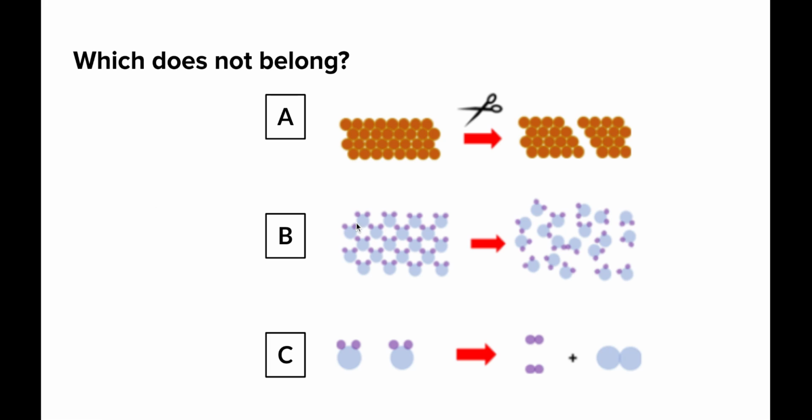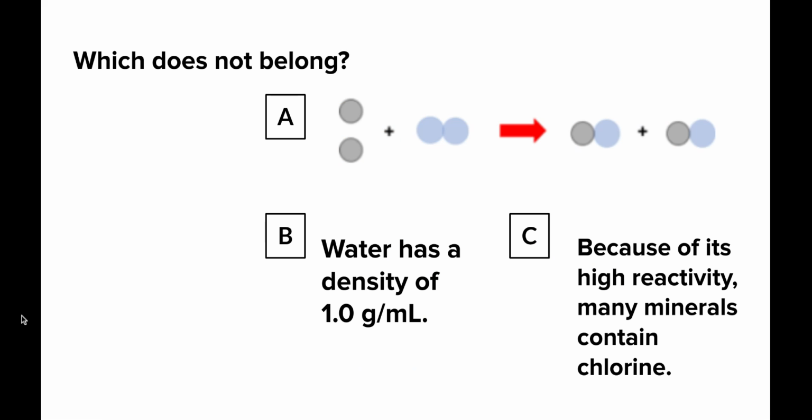Okay, so A is showing a substance being cut. So same substance on both sides. B is showing a substance that is changing phases, same substance on both sides. And C is showing one type of substance on the left side, but two different types of substances on the right side. So you can see you only have one type of substance here, but over here you got these two different substances. So C doesn't belong. A and B are physical changes, C is a chemical change.